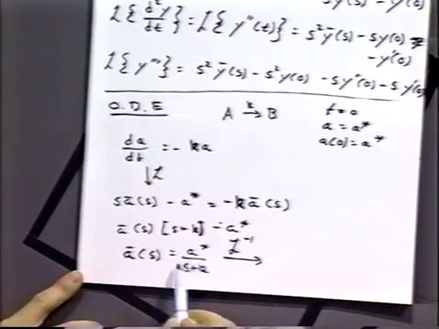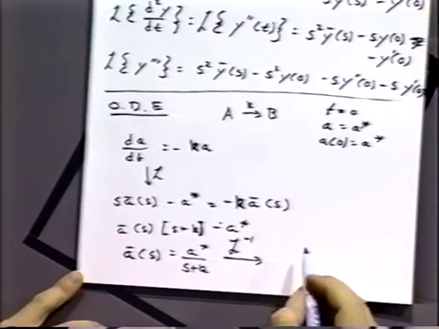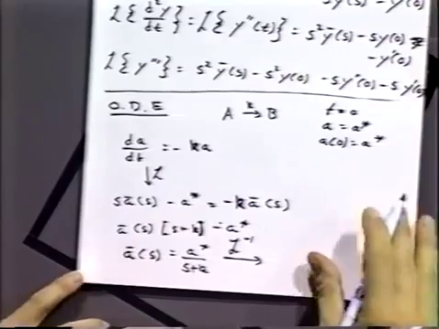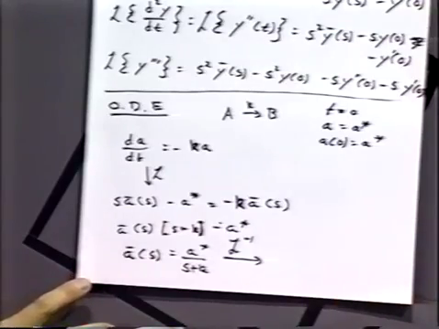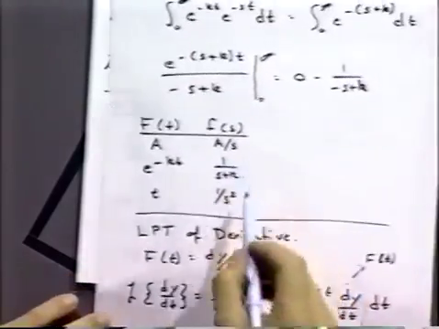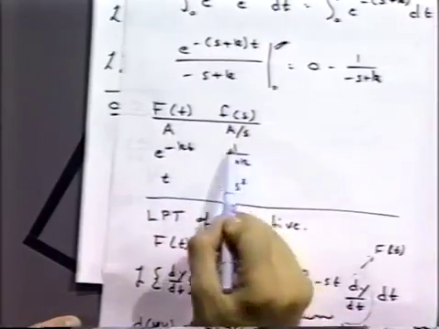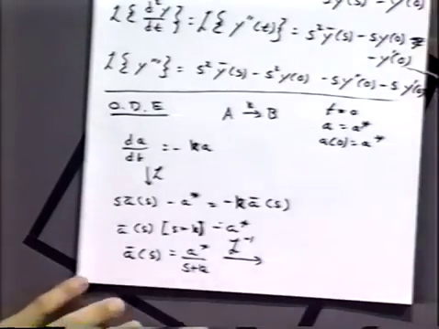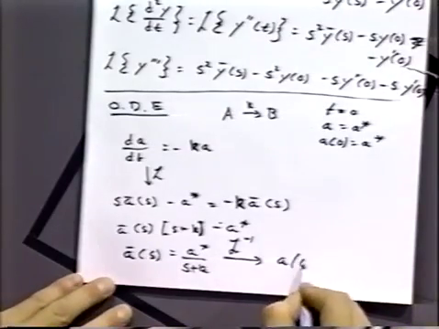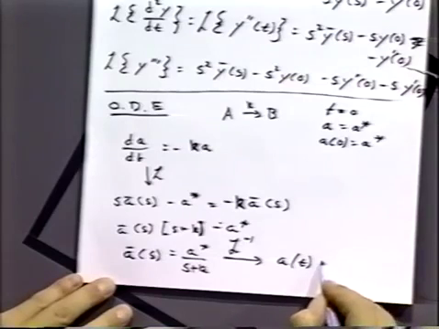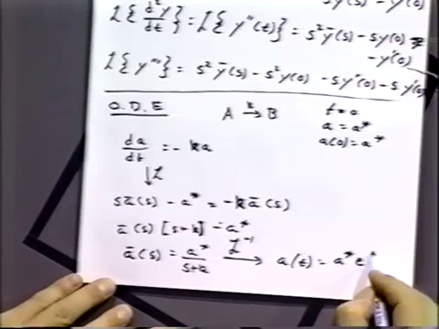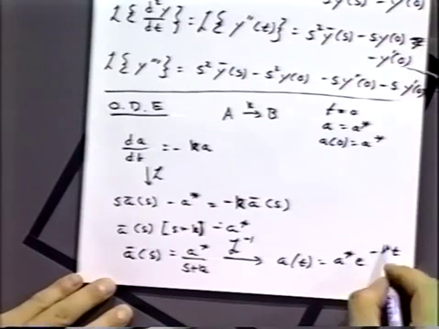And we know that this form of the function, A star over S plus K, is an exponential form, as we've already written in a little table. If you remember, going back to the original state, this form in the Laplace space gives us this form in the time space. So we can write down directly that A as a function of time is equal to A star e to the minus kt.